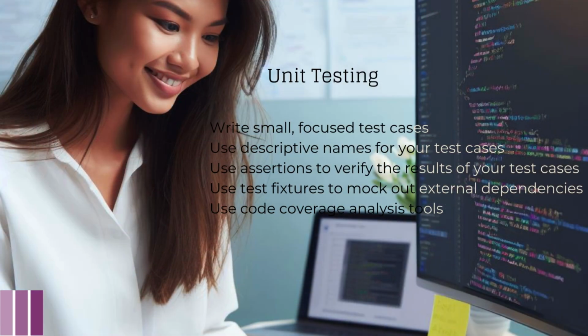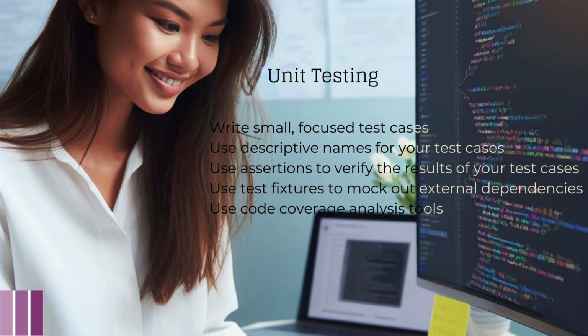Here are some tips for writing better unit tests. Each test case should test a single unit of code and a single condition. It's as unit as possible. The name of a test case should clearly indicate what the test case is testing. Use assertions to verify the results of your test cases. Assertions are statements that verify that the actual results of a test case match the expected results.